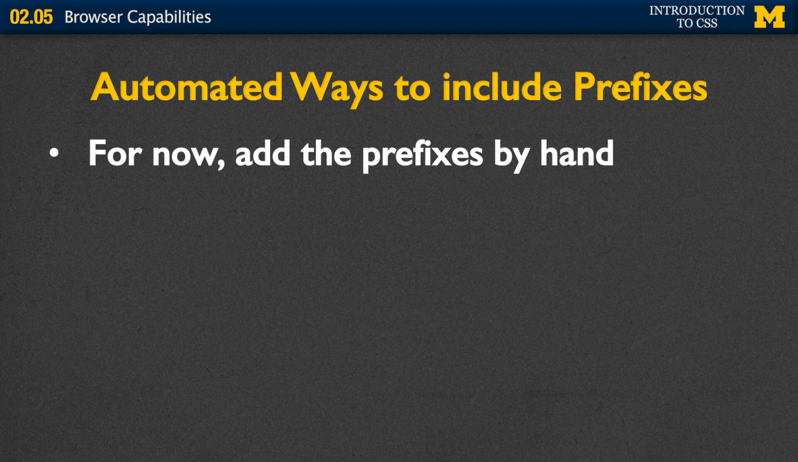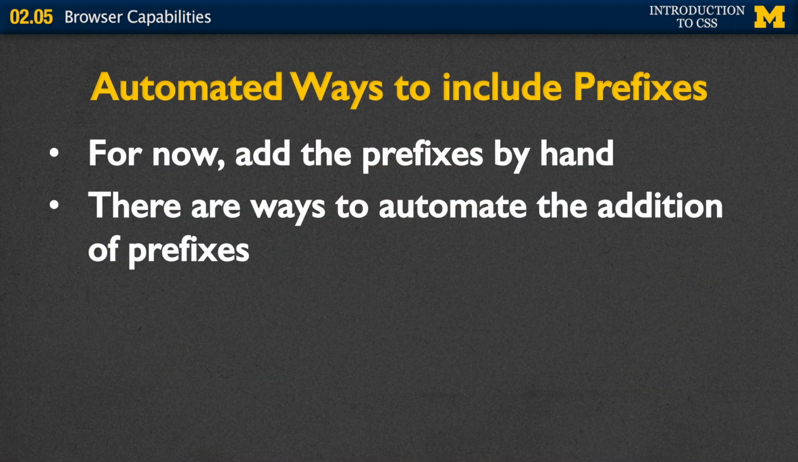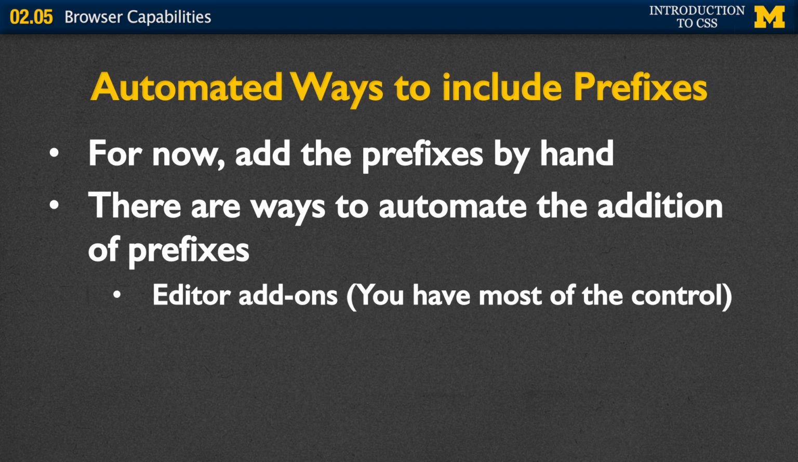When you start using prefixes, you're going to add them by hand. If you know that you have border radius, you're going to go ahead and do border radius and then add that Moz, the WebKit, different things like that by hand. As you become more experienced and maybe you want to try different things, there are ways to automate the addition of those prefixes. If you're using an editor such as Sublime, you can actually put little packages on there where you can control whether or not you want Sublime to add on those packages whenever they see different properties.